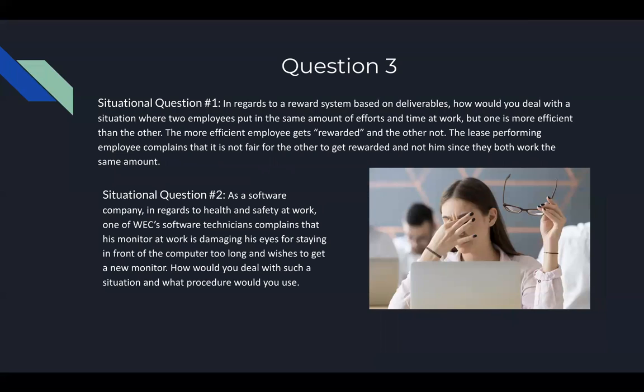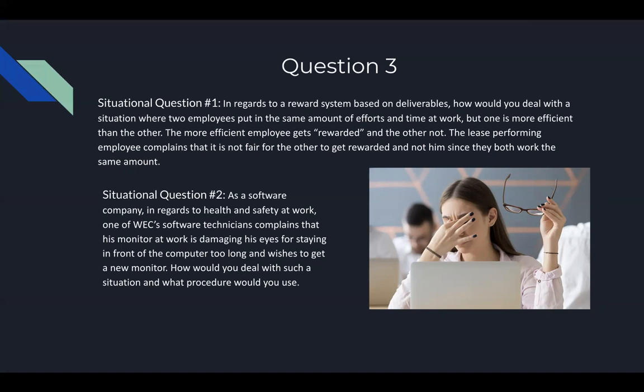Now onto the situational questions. They want to see how Rebecca would react to or manage a situation in their future HR managing position. So the first question: in regards to a reward system based on deliverables, how would you deal with a situation where 2 employees put in the same amount of effort and time at work, but one is more efficient than the other? The more efficient employee gets rewarded and the other does not. The lower performing employee complains that it is not fair for the other to get rewarded and not him, since they both work the same amount.